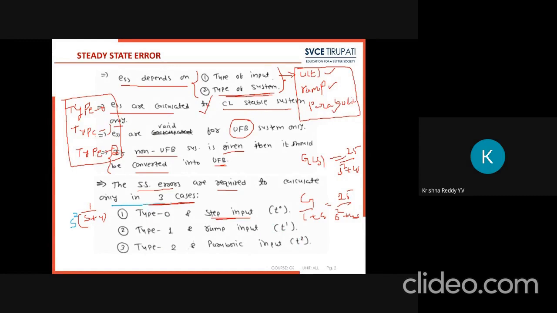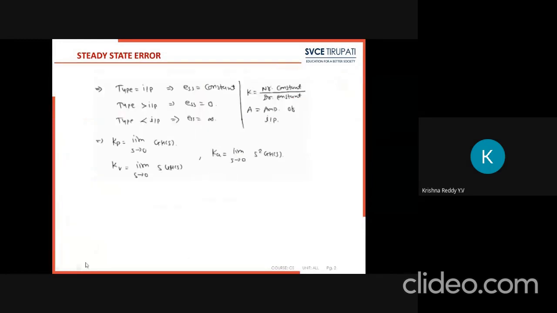Why do we consider only three cases? Whenever the type is equal to the input, say type is 0 and input is u of t, which is t power 0, the type power and input power are both equal. Then only we get the error constant values. The steady state error value is constant.